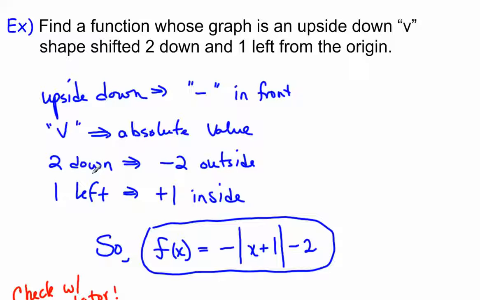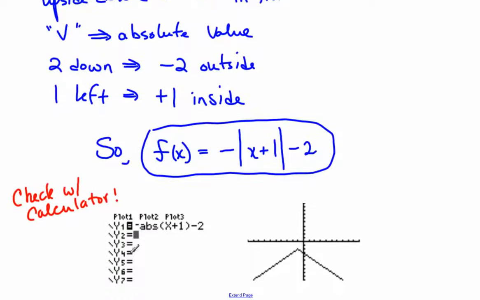And in order to go 2 down, that's going to have to be outside, and it's going to have to be a negative. And in order to go 1 left, that's going to be inside. And to go left or backwards, I actually have to add 1. So putting those pieces all together, we have a negative out front of the absolute value of x plus 1 minus 2. And I've got a note to check it with my calculator. If you put in negative absolute value of x plus 1 minus 2, you do get that picture.